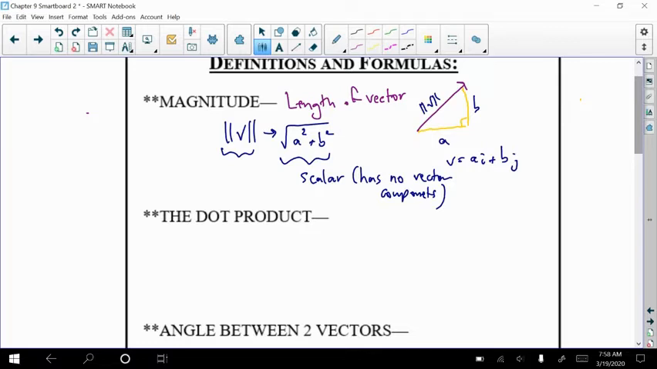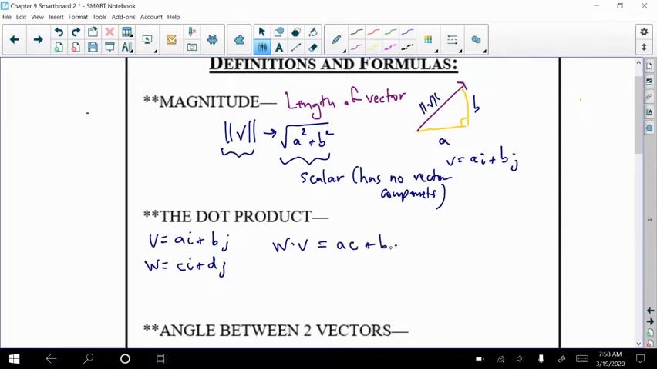So if I have vector v that has some components of I and some components of j, and I have vector w that has some components of I and some components of j, and I wanted to multiply these two vectors together using a dot product. And literally, I'm going to use the dot. So dot product. So how do I multiply these together? I look at the I components. I'm going to multiply the A by the C. I look at the J components.